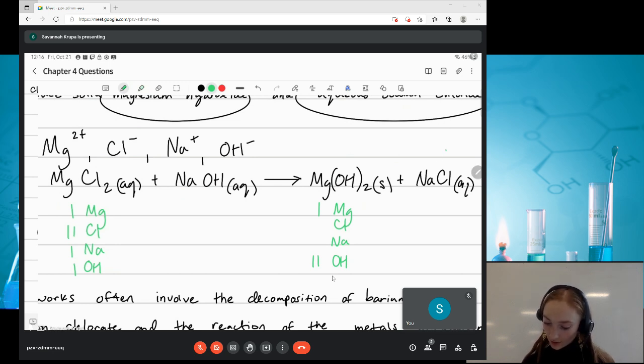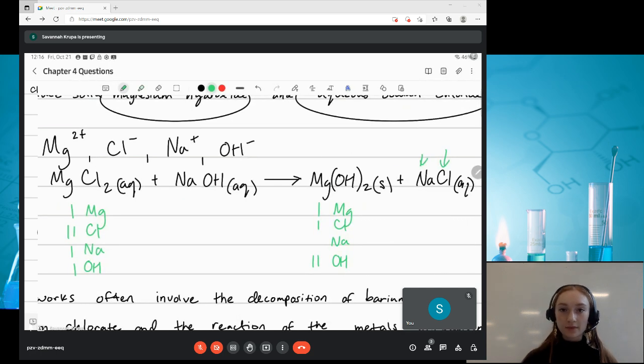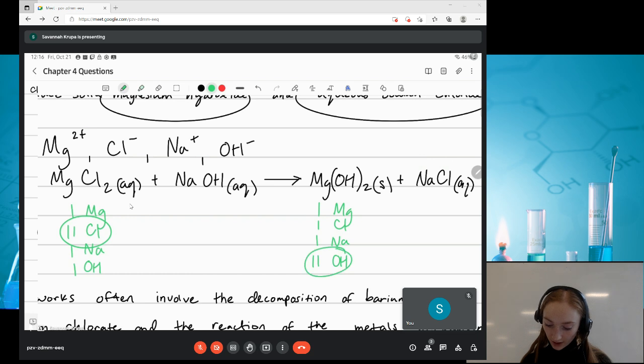For chlorine, we only have 1. And for sodium, we only have 1 as well. So we put the 1 right there. And so that's what it looks like on the left and the right. And so given that we have 2 chlorines over here and then 2 hydroxides, when we have less on the other side, we'll need to fix that.